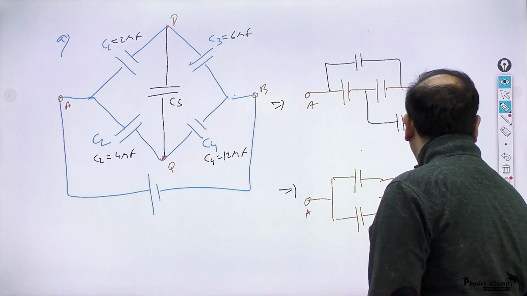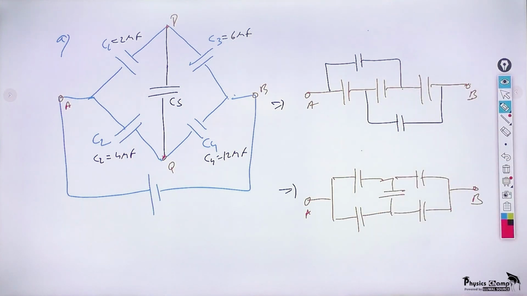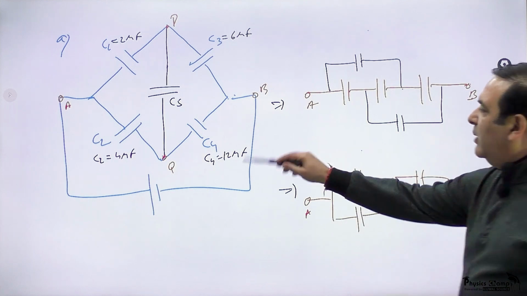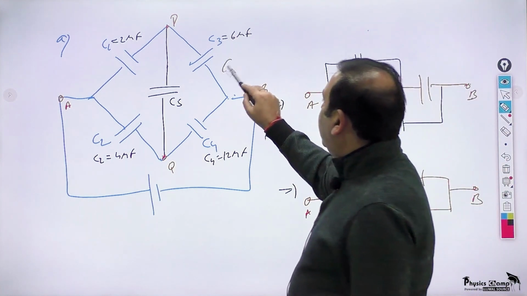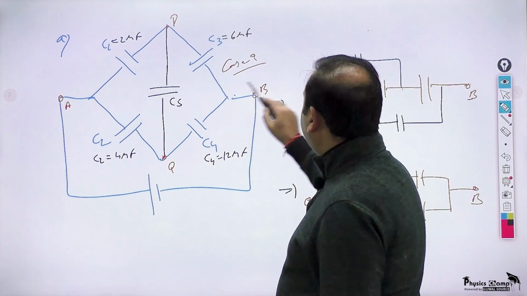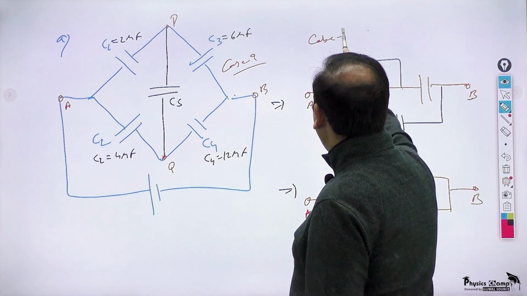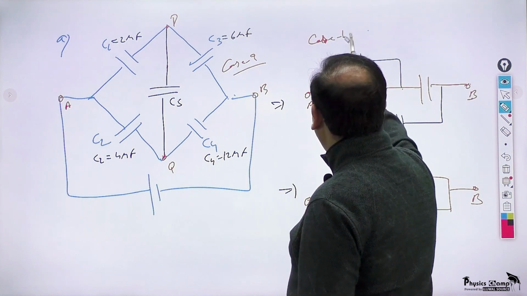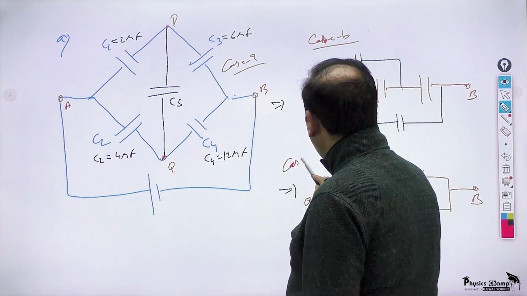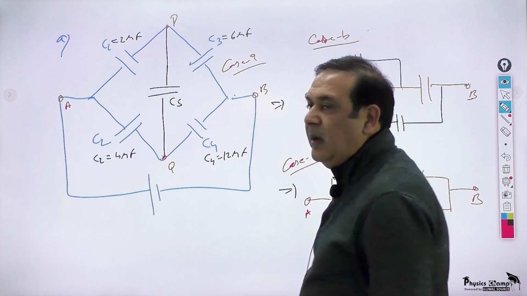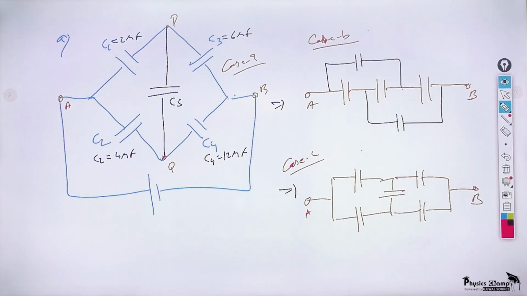You can see here. Now let's compare all of them, how they all become the same. This is case A, we understand this. This is case B, and this is case C. How do they become this Wheatstone bridge? Now first, case C.